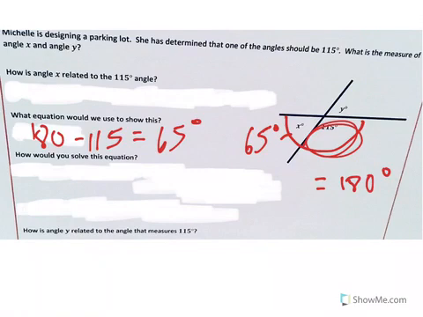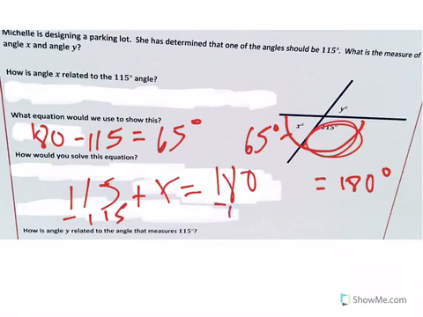How would you solve the equation? Well, you could say 115 plus X equals 180. Subtract the 115 from both sides. We already, spoiler alert, answered that. We get 65 degrees. How is angle Y related to the angle that measures 115?